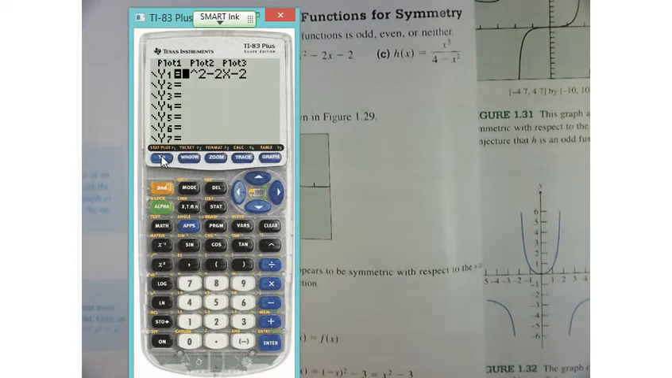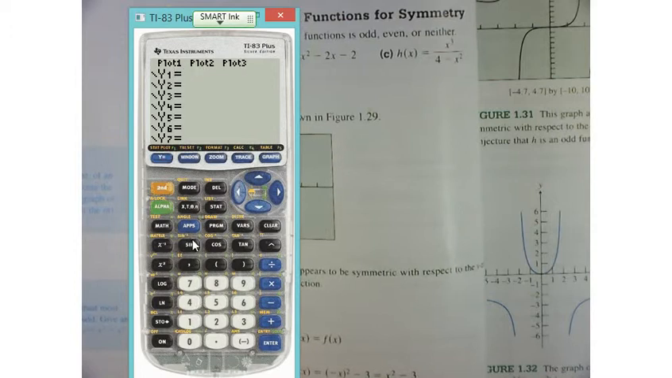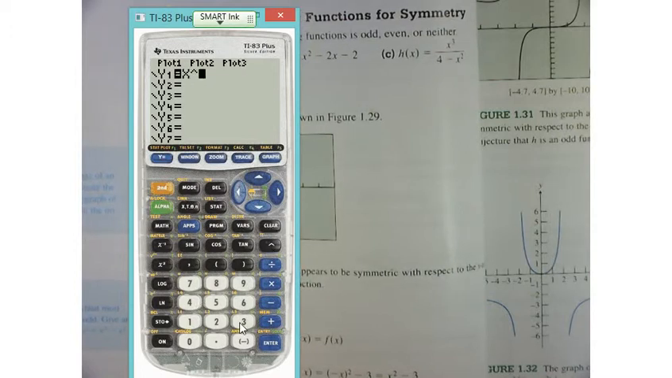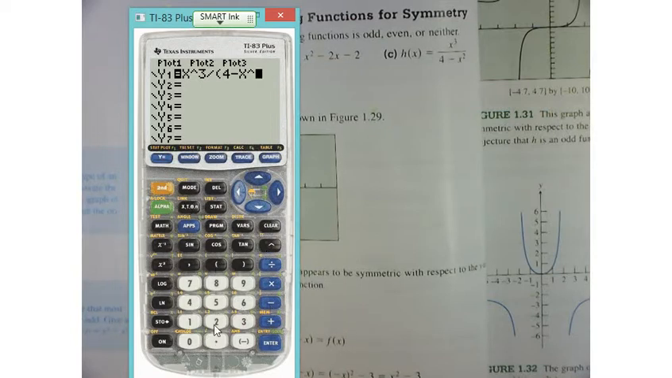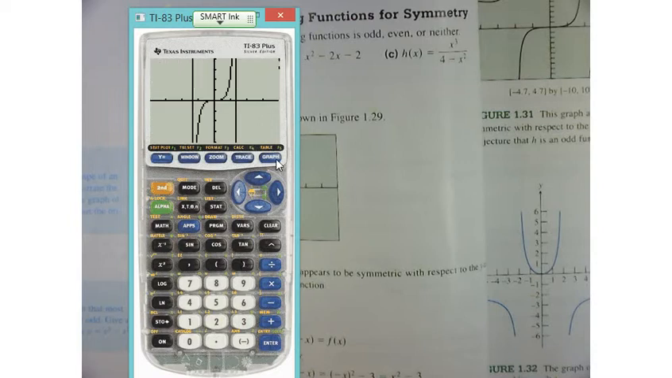So let's plug it in and see what we get. We're going to have x cubed divided by the quantity 4 minus x squared. Let's see what we get. Graphing. That looks symmetrical about the origin. How could I double check? By the way, if it is symmetrical about the origin, what do we call that? Even or odd or neither?